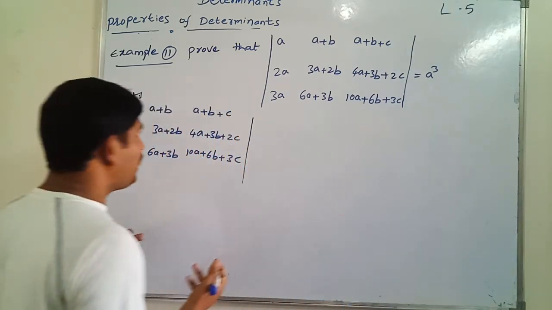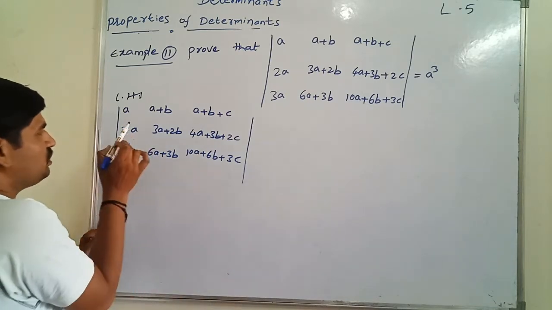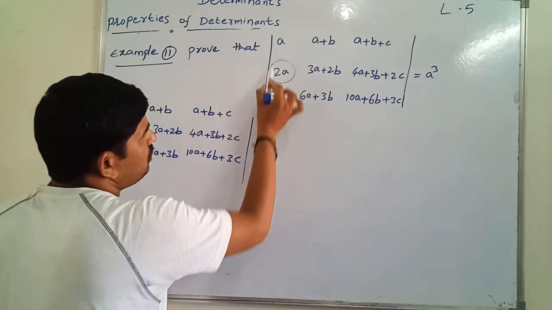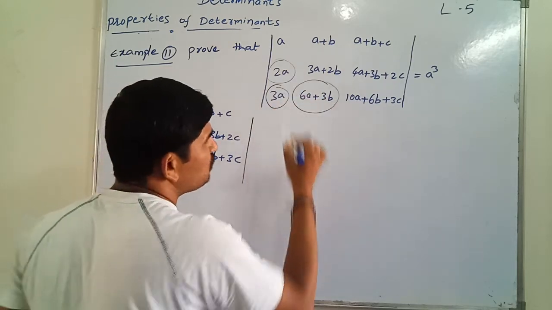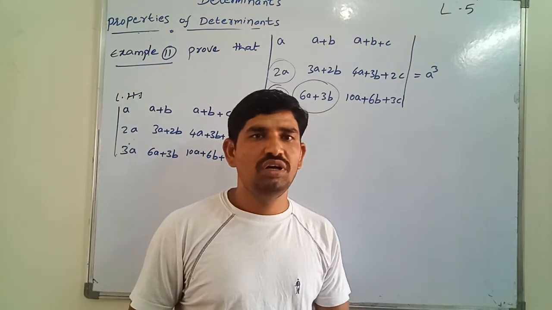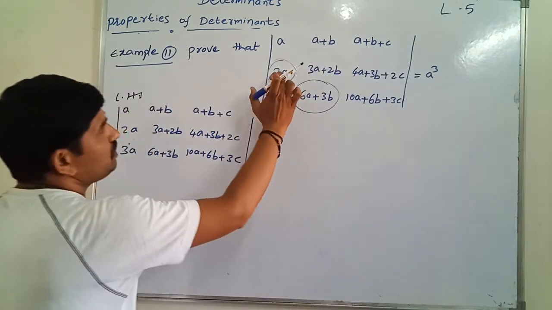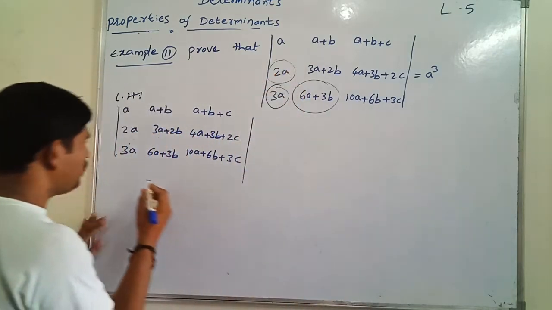How can we get it? Remember one thing in this: only these three places I will round off. 1, 2, 3 places we have to make 0. Three places we are going to make 0. First we can make these 2 places 0. I am applying the operation.